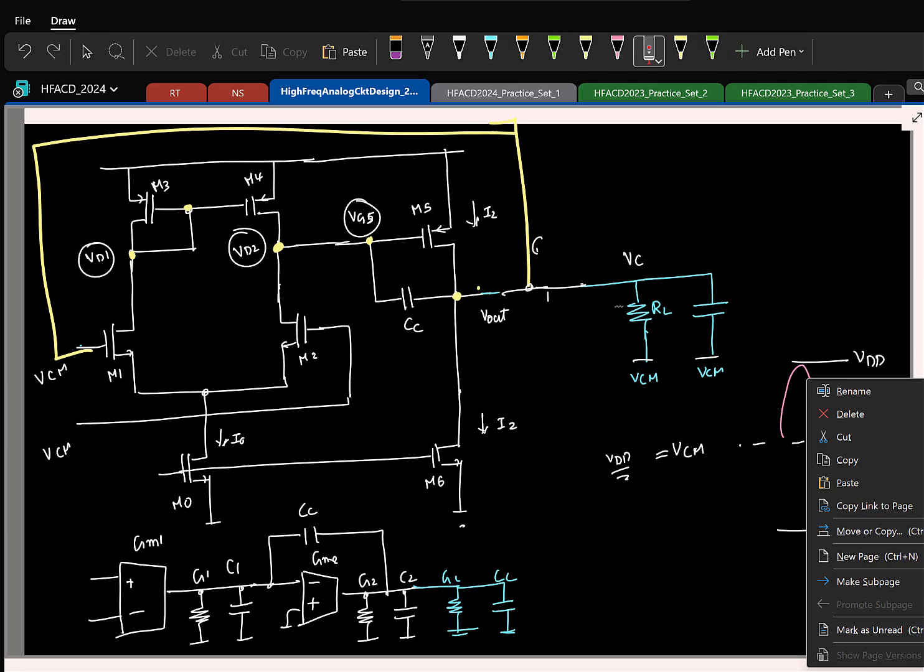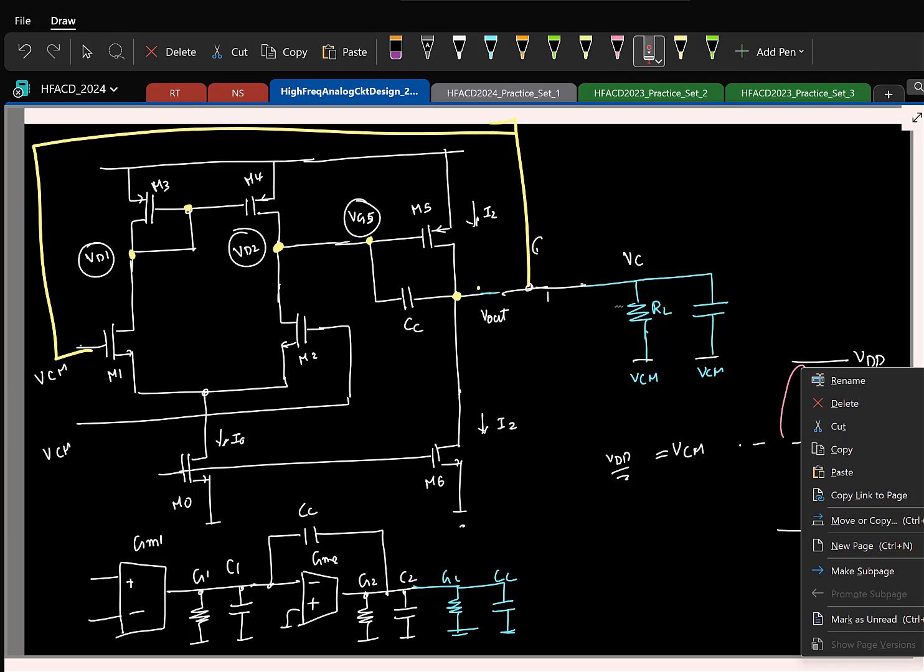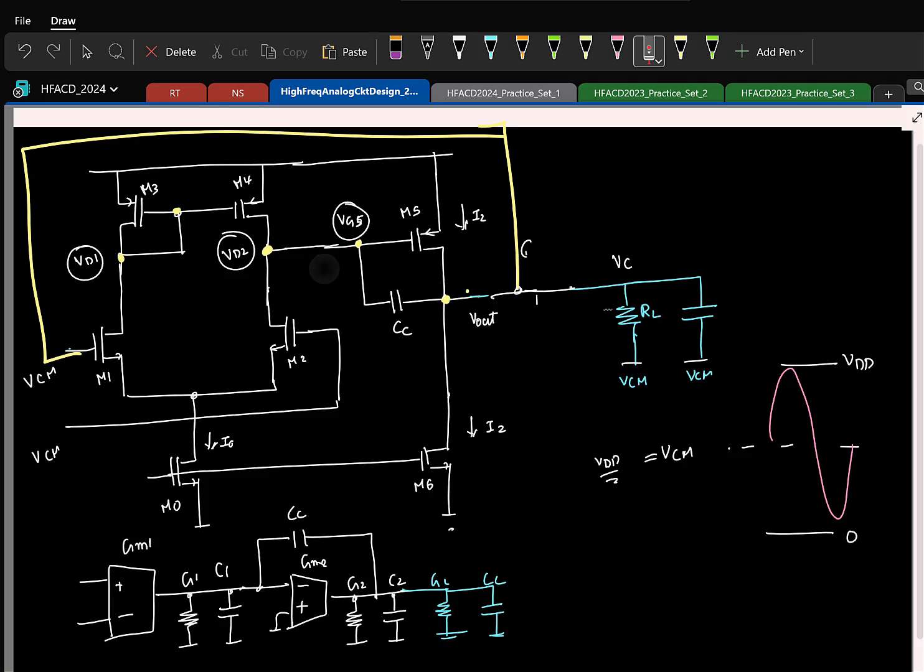So yeah, before concluding, let's look at the pole locations once. So let me erase all this.